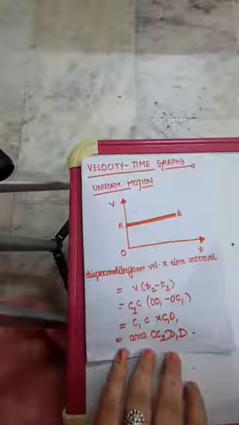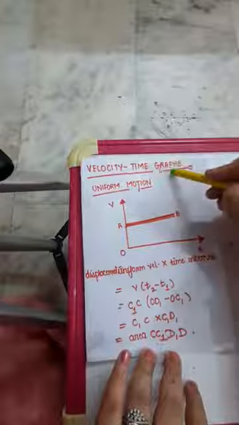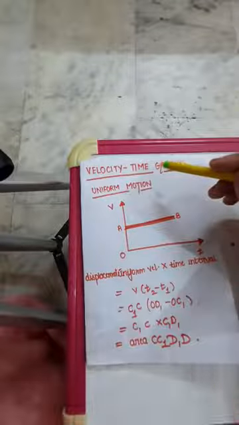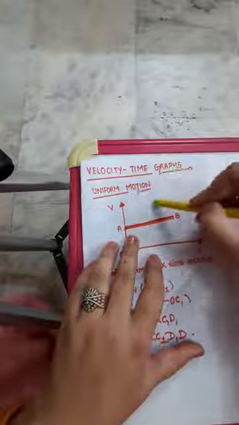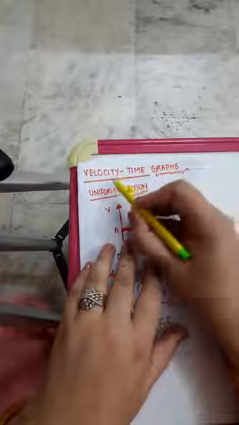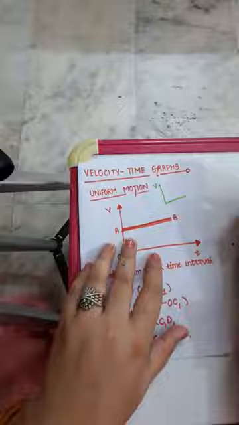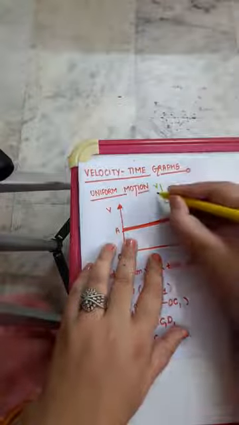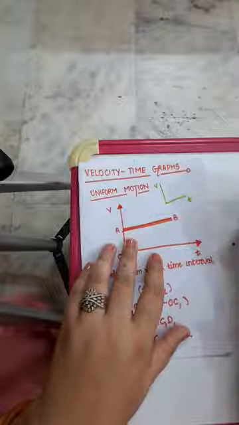Dear students, in this video, we are going to discuss the velocity time graph for uniform motion. Since we have to restrict our study to uniform motion only, we will be discussing the VT graph for uniform motion only. First of all, a VT graph or velocity time graph is a graph where velocity is taken on the y-axis and time is taken on the x-axis. Velocity is a dependent variable and time is an independent variable over here.